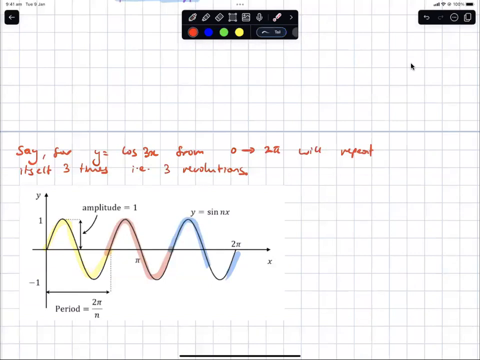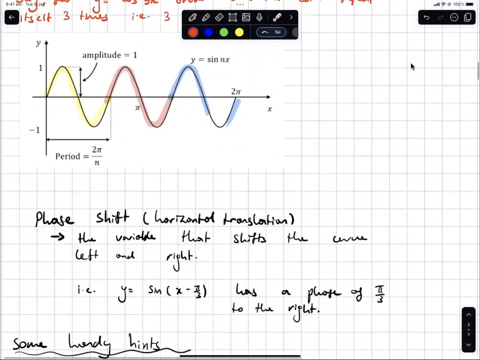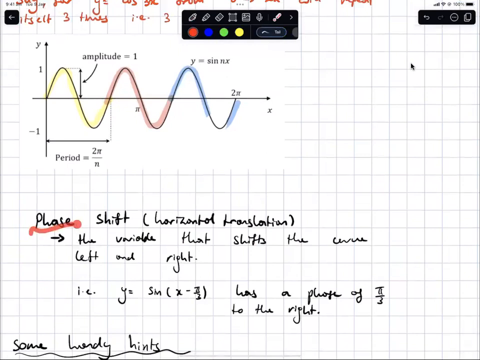Now the final thing that we'll talk about is what's known as phase shift, and this is just a horizontal translation, where we shift the entire curve left and right. So the variable that shifts the curve left and right often appears on the inside of the function. For example, this is just our graph sine of x that's been shifted pi on 3 to the right. So we say this function here has a phase of pi on 3 to the right.